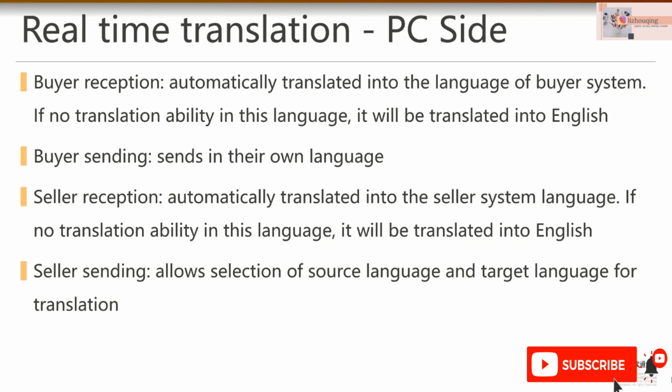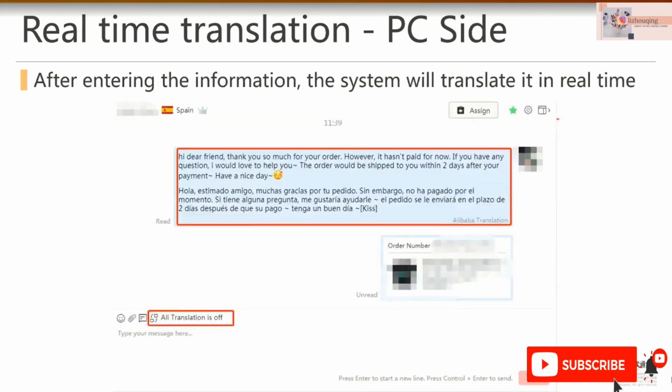When buyers send messages in their own language, the IM system will translate it into the seller system language. If no ability, then it will translate it into English. And when we, as a seller, send a message, we can select the source language and target language for translation. Okay, let's take a look at that. After we enter the information, the system will translate it in real time. If the target language is correct for buyers, like this one, the Spanish is correct because the buyer is from Spain, then no need to change it.